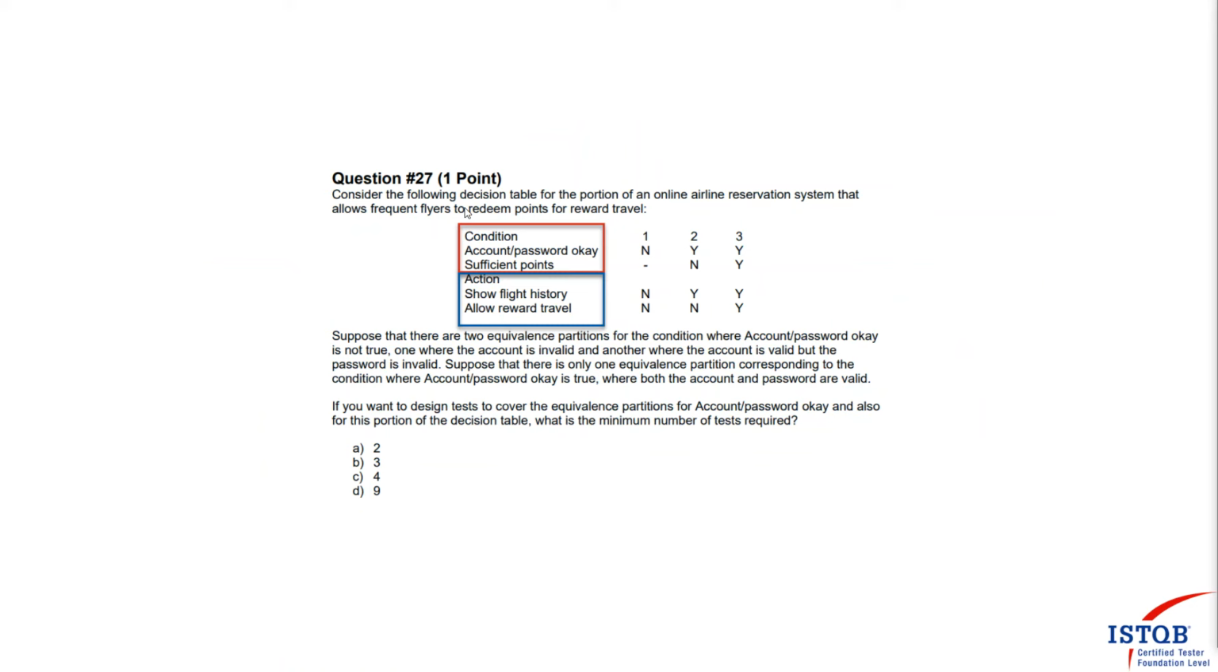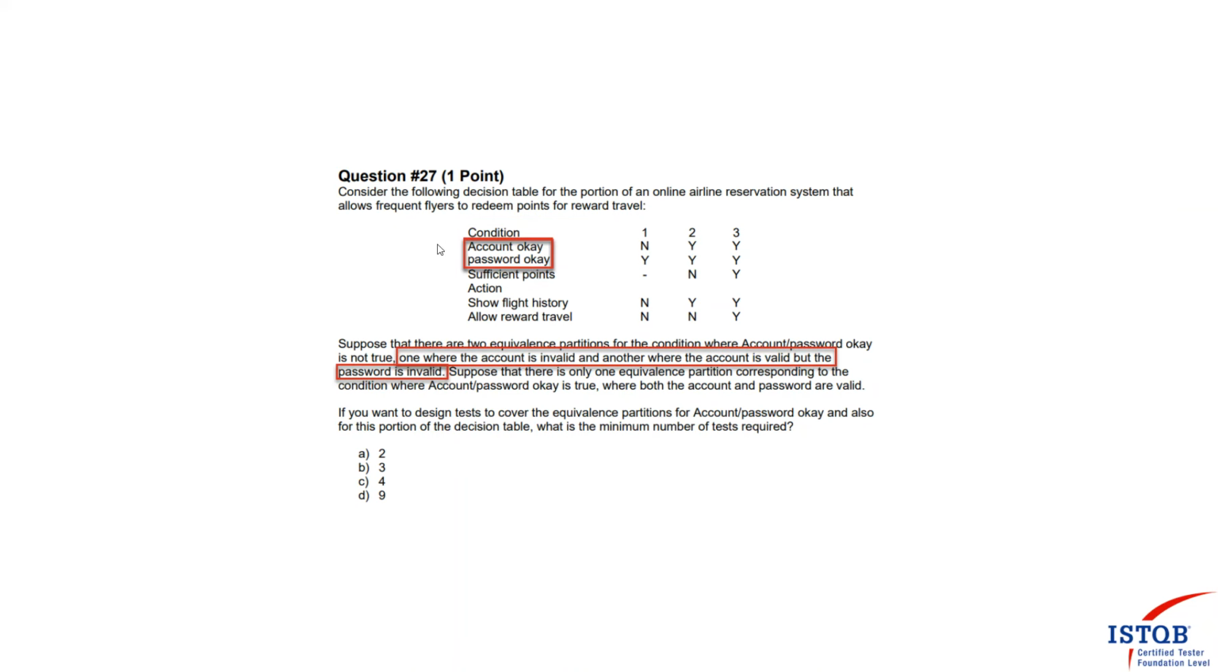We can see that there are 2 conditions, condition number 1, account password OK, and condition number 2, sufficient points. Same with actions. Action number 1, show flight history, and action number 2, allow reward travel. We have one issue with condition number 1, account password OK. It is actually 2 conditions, not 1, as we see in the description.